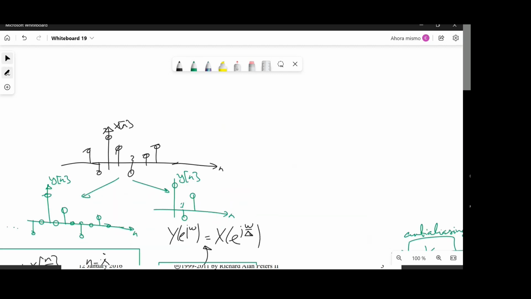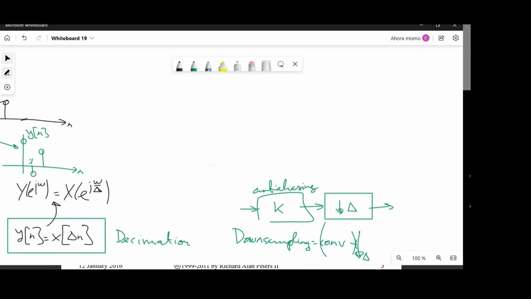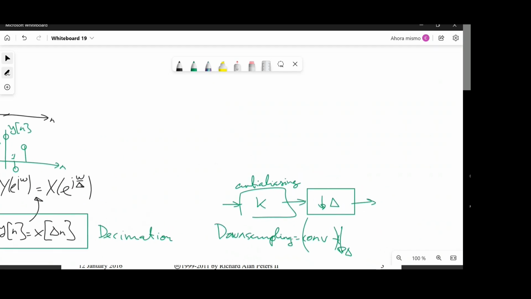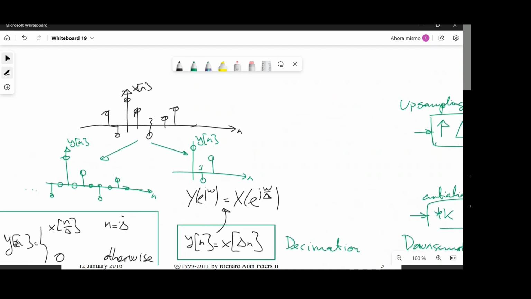And I have done this representation because I'm sure that you know the opposite of this one. So when I want to do a downsampling, first I compute an integrating kernel, and then I do the decimation. When I want to do an upsampling, I have to do the opposite. So first, I have to do my upsampling operator by a factor delta, but then I have to convolve with my kernel, because otherwise I will stay here, in which I have a lot of zeros in between.